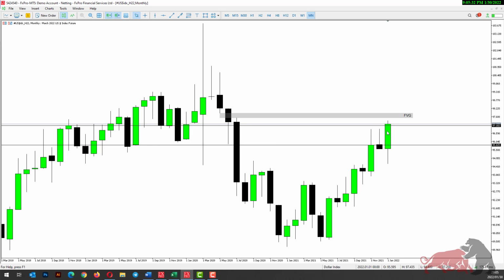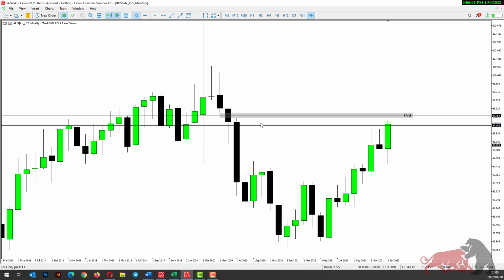The draw on liquidity for dollar right now, I can most probably put it at the mean threshold of the fair value gap. The mean threshold is coming in at 97.75. So expecting dollar to be attracted to 97.75. That is the draw on liquidity for dollar index right now.